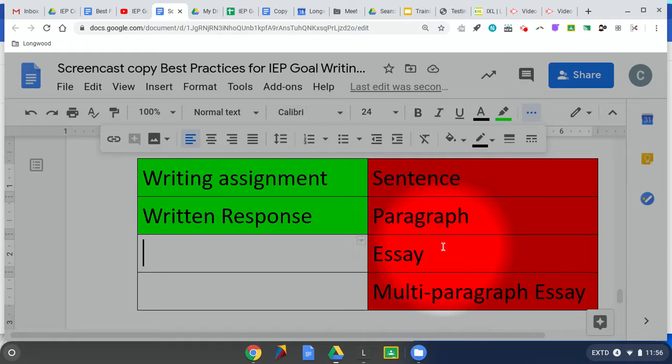And you could see how this could be problematic because if I write into my goal that the student will generate a multi-paragraph essay 4 out of 5 trials every 2 weeks, that means you have to write a multi-paragraph essay 5 times in that 2-week period.